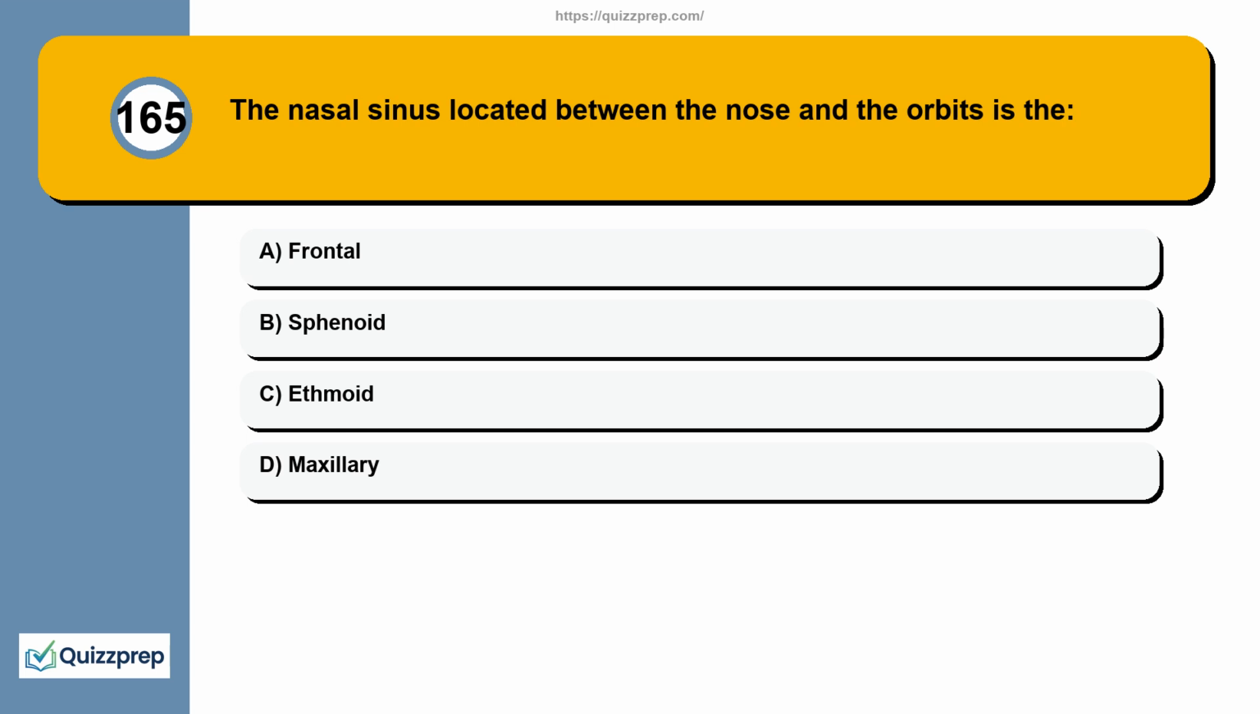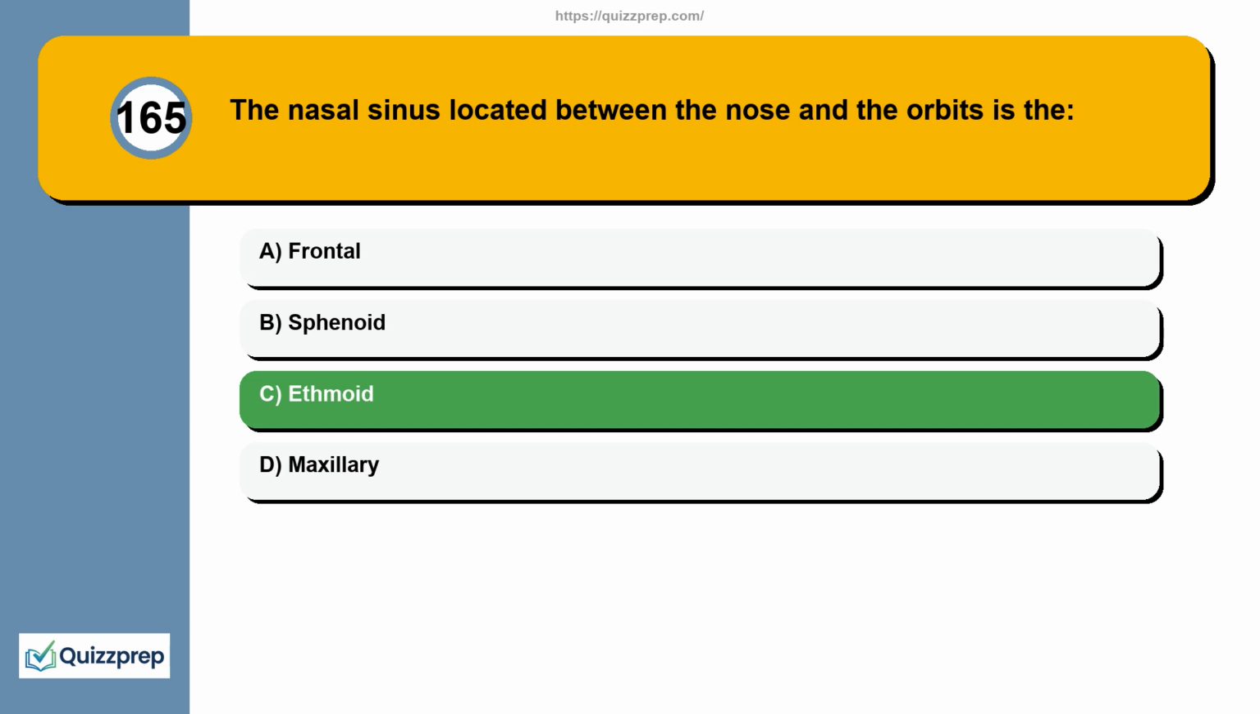Question 165. The nasal sinus located between the nose and the orbits is the option A, frontal. Option B, sphenoid. Option C, ethmoid. Option D, maxillary. The correct answer is option C, ethmoid.